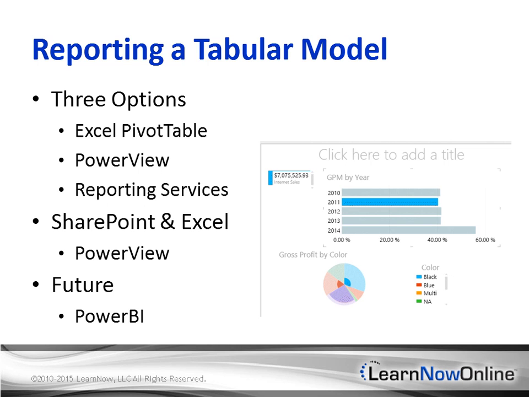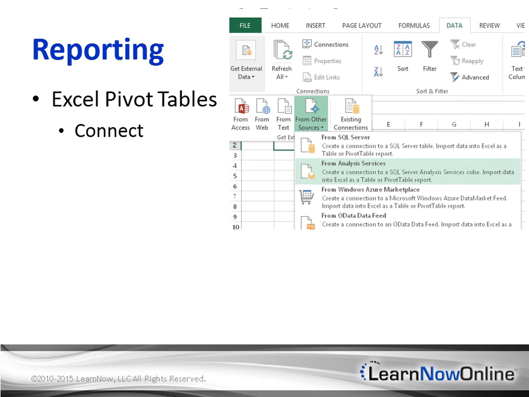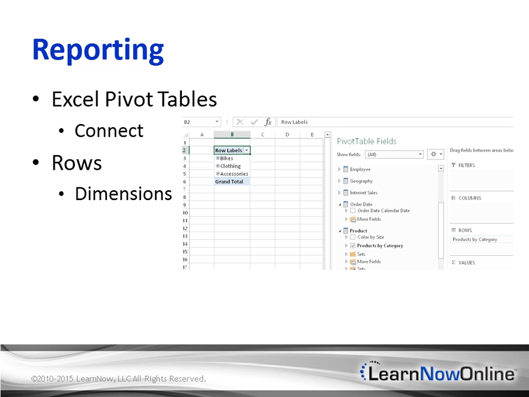With the upcoming release of Power BI in the cloud and Power BI Desktop, you will soon have additional reporting and dashboard tools. To report in Excel through pivot tables, you need to connect to the Analysis Services tabular model and select a model or perspective. Then select Dimension Attributes or Hierarchies for the rows. Here we've selected the Product by Category hierarchy, which enables drilling down the hierarchy to subcategory and products.